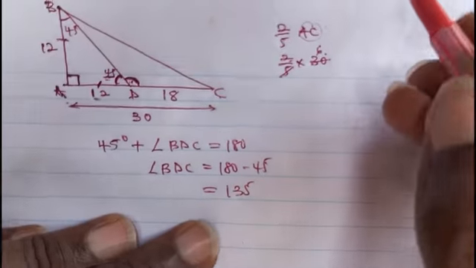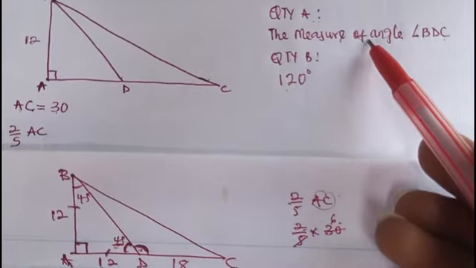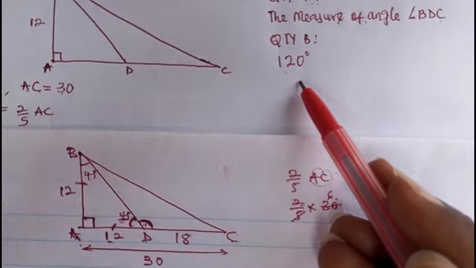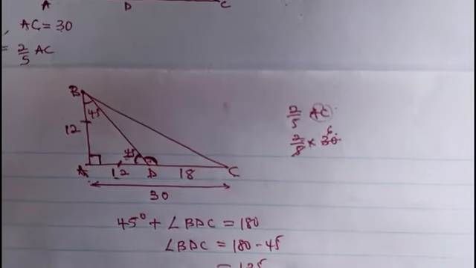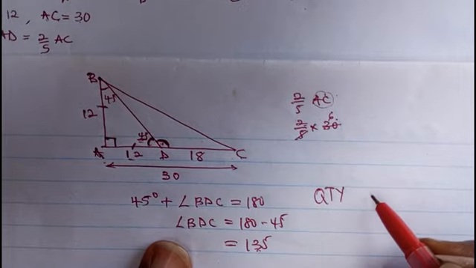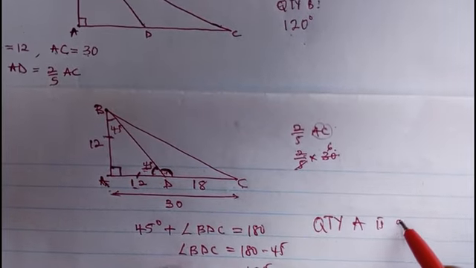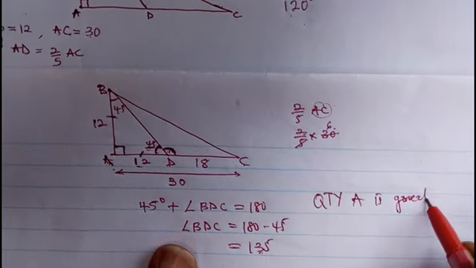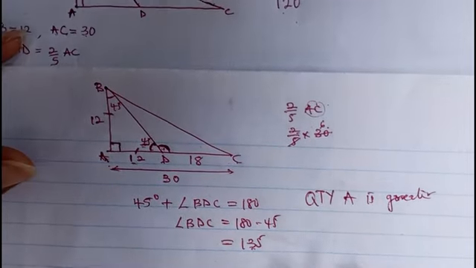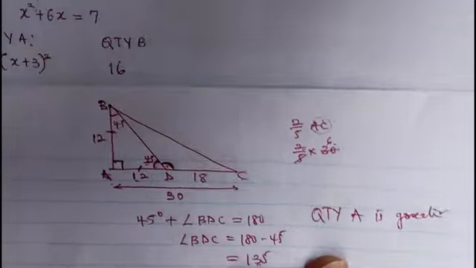So you can see that quantity A, which is angle BDC, is 135, and quantity B, which is 120 degrees, is less than this one. So we can say that for this question, quantity A is greater. So we are picking quantity A. So we move over to the next question.